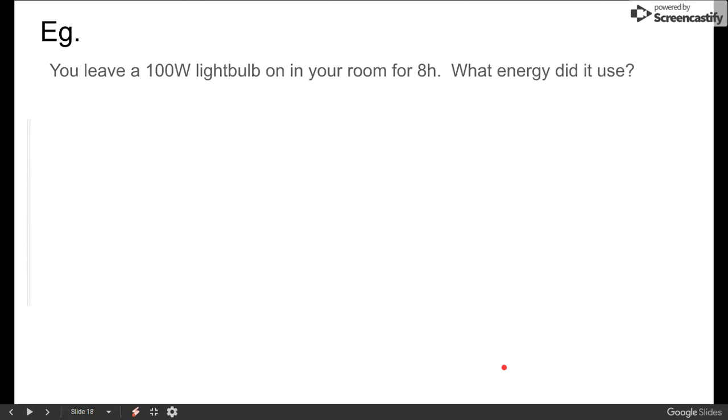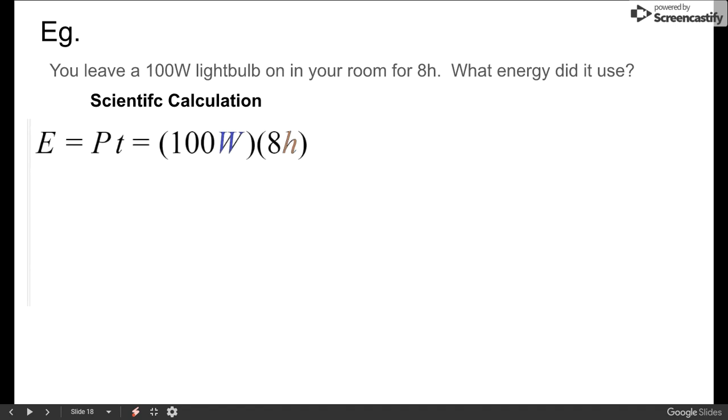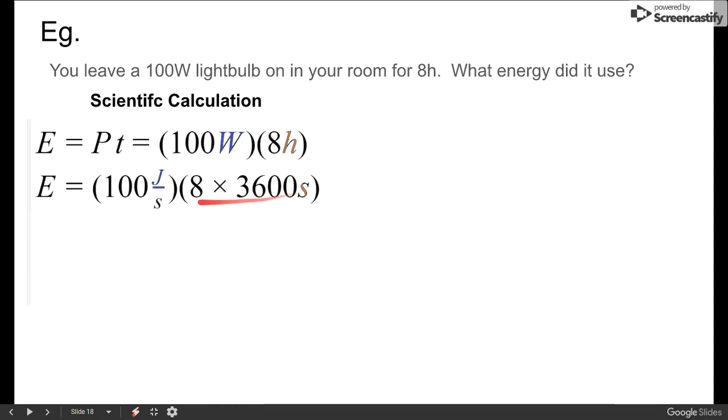Let's take a look at a household situation. You leave a 100-watt light bulb on in your bedroom for 8 hours. What energy did it use? In the scientific method, staying with proper base units, you would be forced to make a conversion on the time. And I make the correct conversion here, 100 joules per second.